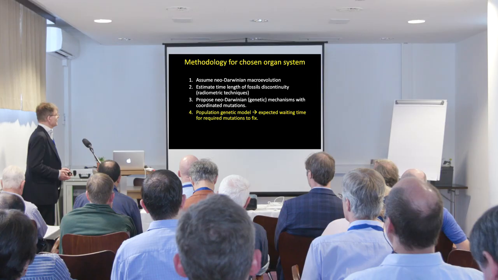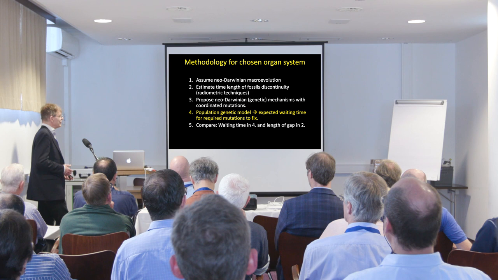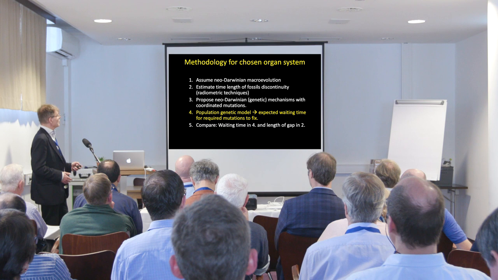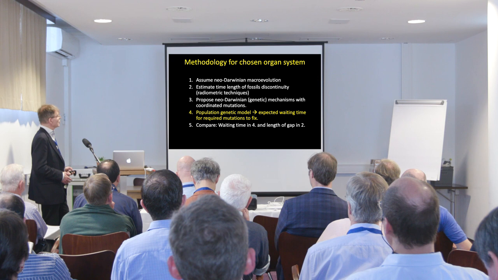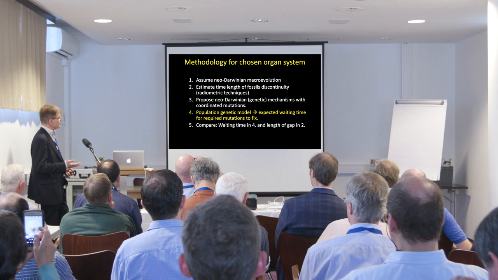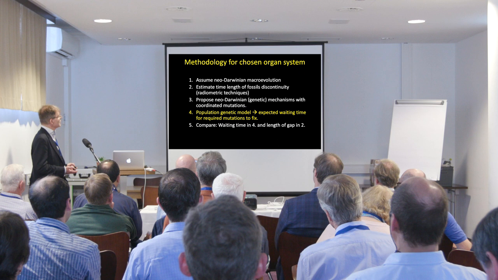And then we compare the analytical mathematical waiting time in step four with the estimated time length obtained from the radiometric techniques in step two. And then we can address or answer the question whether the model was reasonable. If the waiting time here is a lot longer than the time gap length obtained from the radiometric techniques, then it seems that the Neo-Darwinian model has problems, at least with this kind of genetic model. So I will mainly talk about step four here, or only talk about step four.